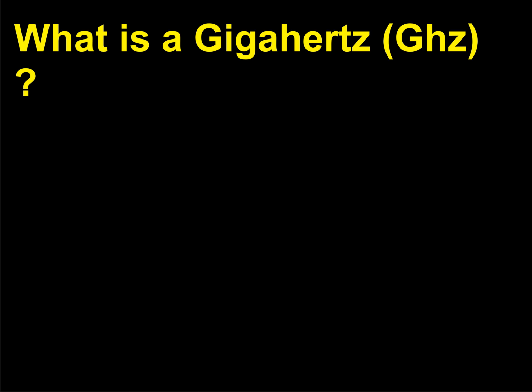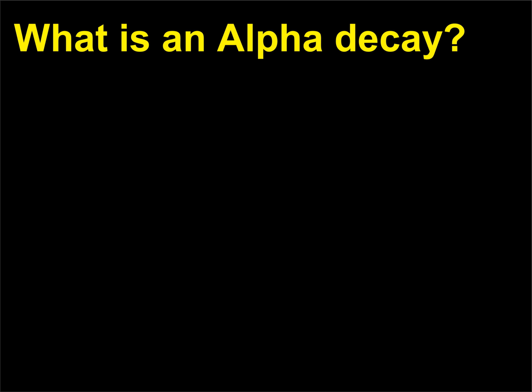What is a gigahertz, GHz? 1000 million or 1 billion Hz. What is an alpha decay?